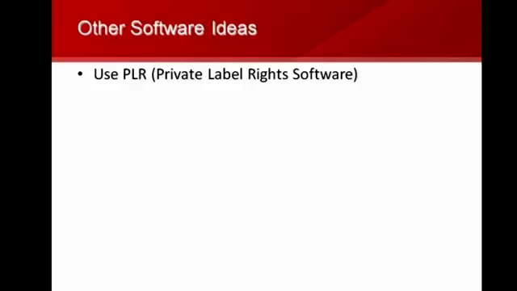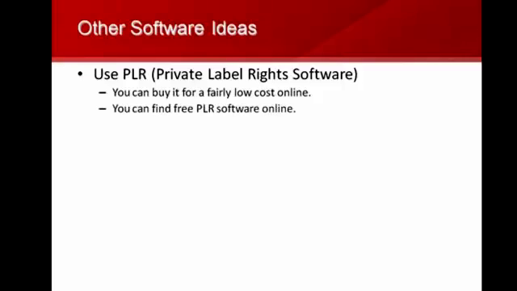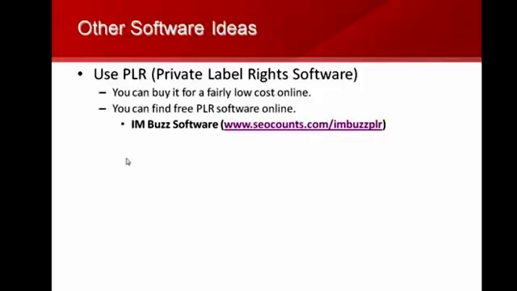But some other software ideas besides using the article method is to use private label rights software. You can buy it for a fairly low cost online. You can just do Google searches for it. And you can also find free private label rights software online that you can rebrand. One of them is called IamBuzz software. They give you about 15 applications that you can rebrand. These softwares are pretty much specific to internet marketing niches, but you can still do some damage with them, as far as using them to get a lot of backlinks, a lot of exposure, and they're high quality software.